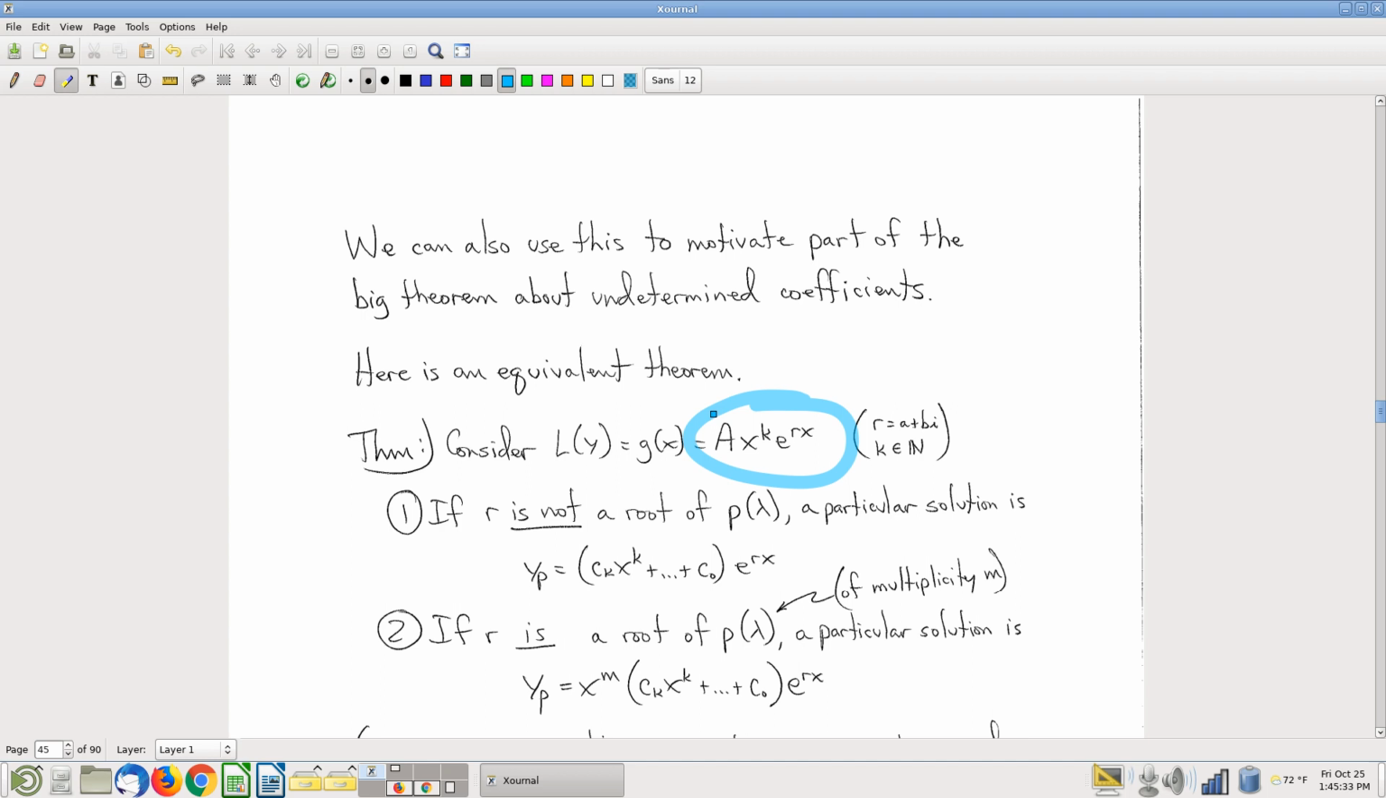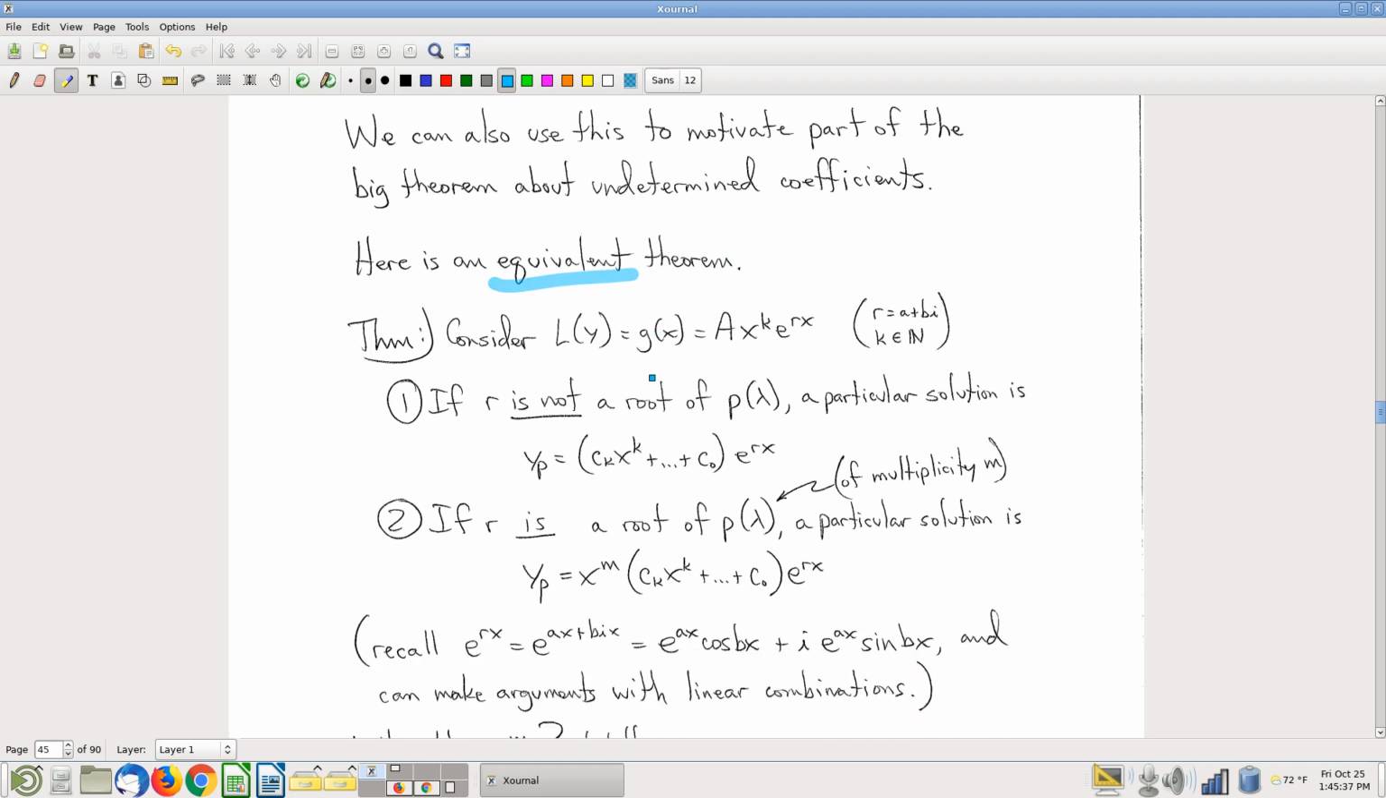So now, why do I call this an equivalent theorem? I'm just going to do a little bit of hand waving here, but you'll recall we spent quite a bit of time in chapter 4 talking about how functions that look like, let me circle better.